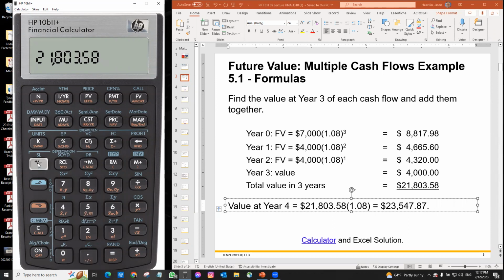21,803.58. And we're going to put the negative to call it a cash outflow. It's not in your pocket. It was taken out of your pocket into that account. That's the present value. There is no payment. We're not depositing anything, so we can leave that blank. And when I hit future value, I get the $23,547.87 when you round. And that'll be that example.